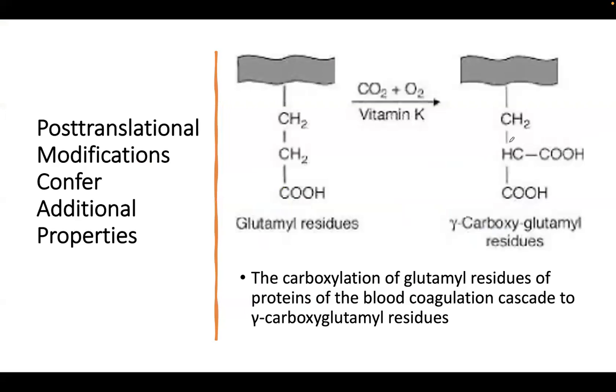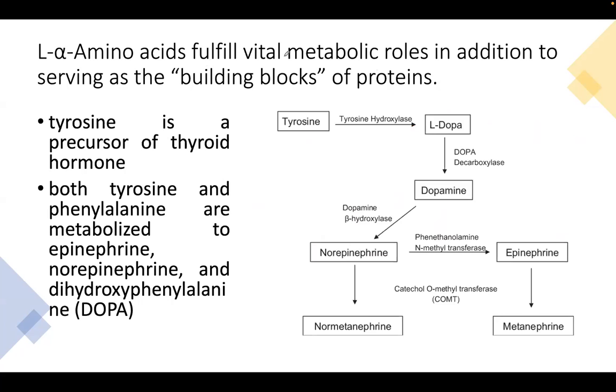Now here, this is the glutamyl residues we mentioned earlier, and this is your gamma carboxyglutamyl. Very important for the blood coagulation cascade, and this is where vitamin K comes in. The drug that inhibits vitamin K is warfarin. Now, another thing I want you to remember.